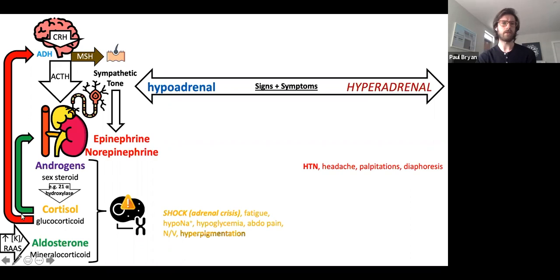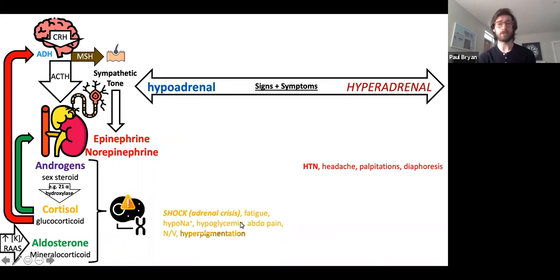Now, not only do you have lack of feedback on CRH and ACTH, but you also have lack of feedback on antidiuretic hormone, which means that you'll have extra release of antidiuretic hormone, which means you'll reabsorb more water through aquaporins in the distal nephron, and you'll be hyponatremic. So that can be a clue on your labs.